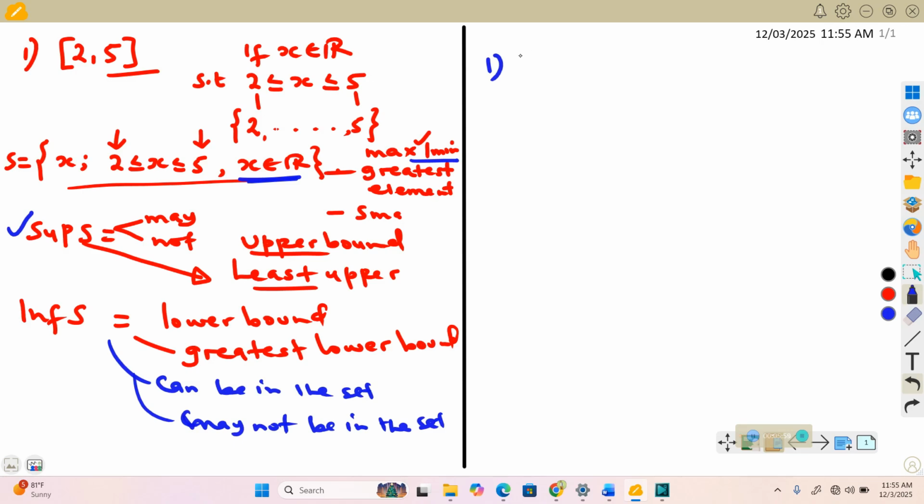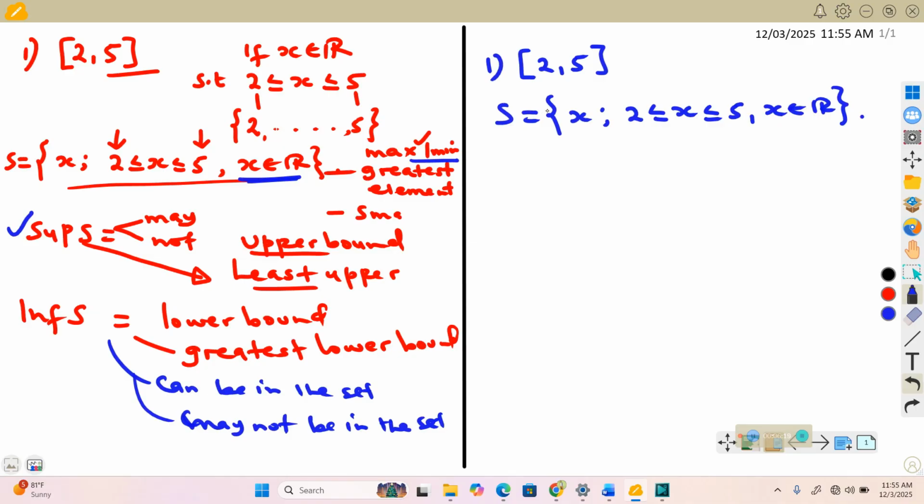So to look at part 1, which is about 2 and 5, we have seen that such a set is a set of elements x for which x lies from 2 to 5, where x is a real number. So if you have such a set, you realize that 2 is part of this set, and 5 is part of this set. So let us talk first about what we call the minimum.